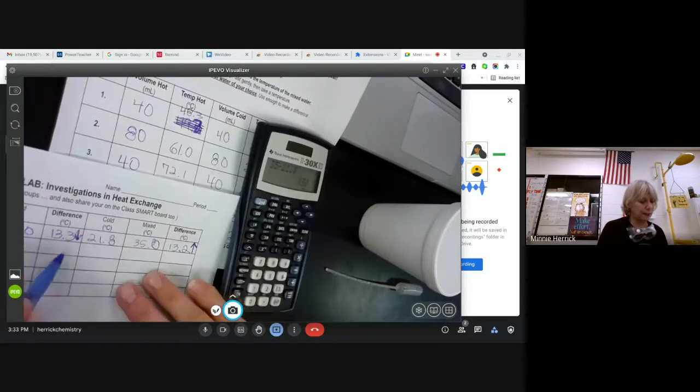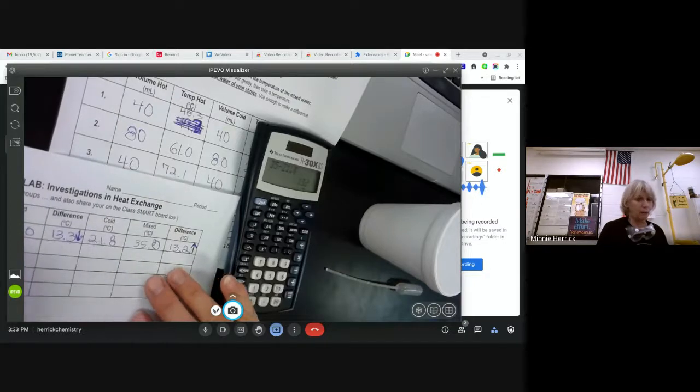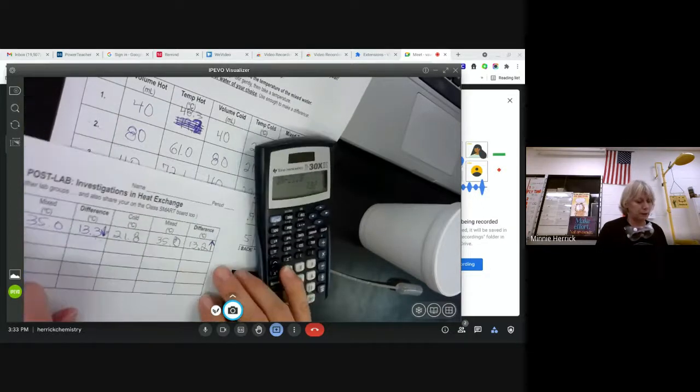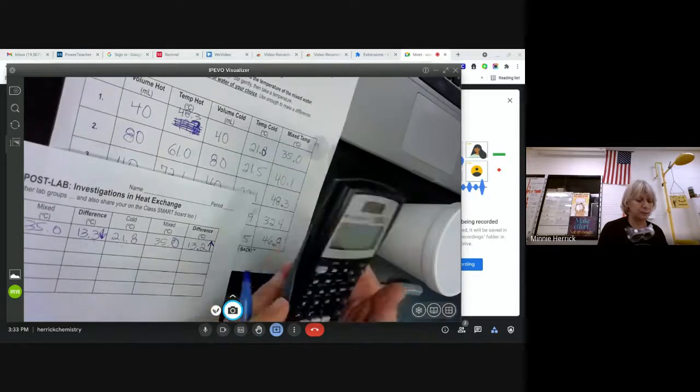So we're talking about how the difference in temperature of the hot water cooling should be very similar to the amount of change with the cold water getting warmed up. And you can see that with our data. Let's try another group's data.